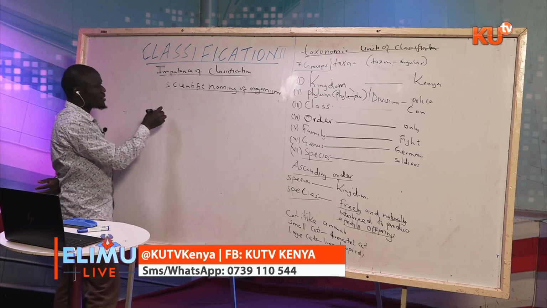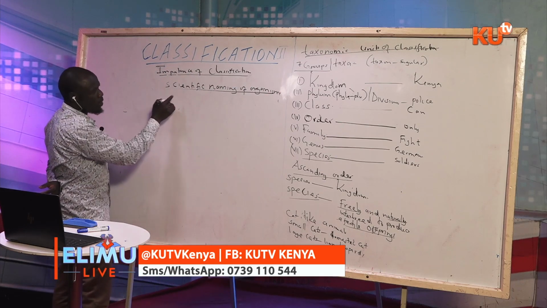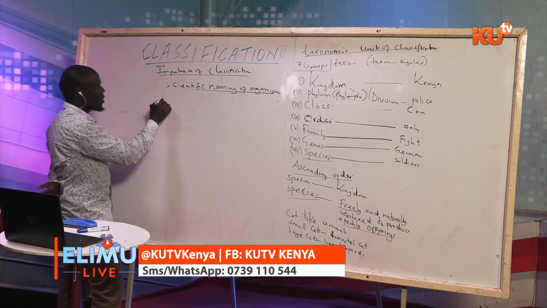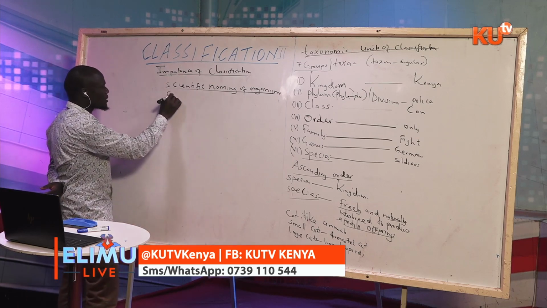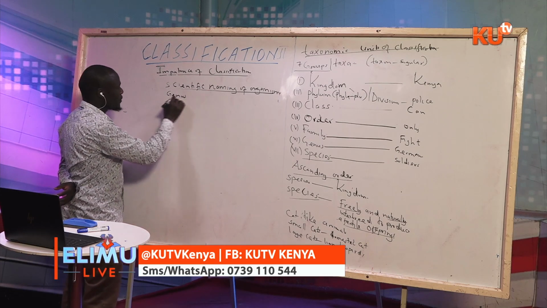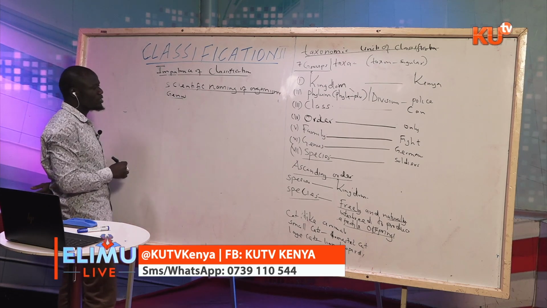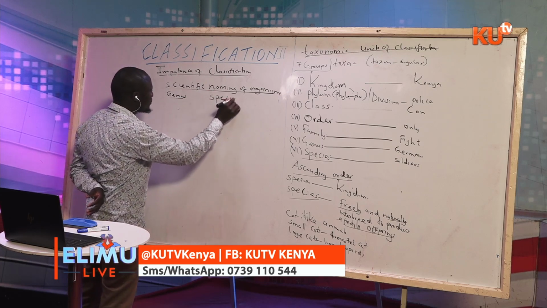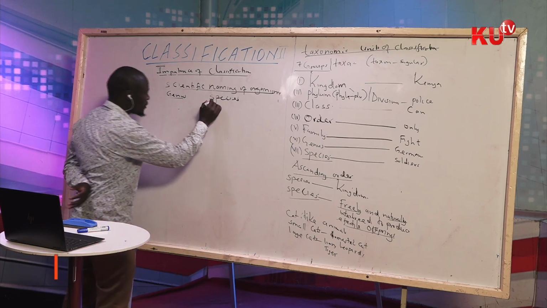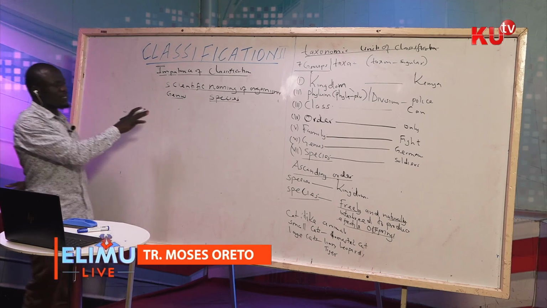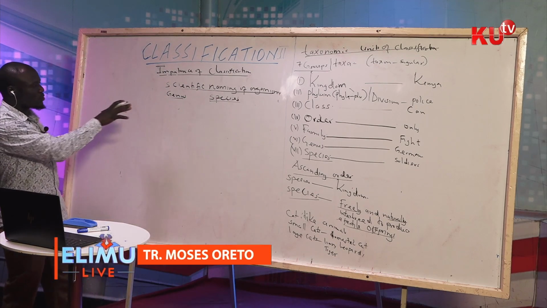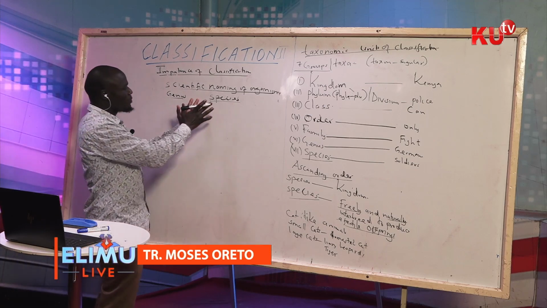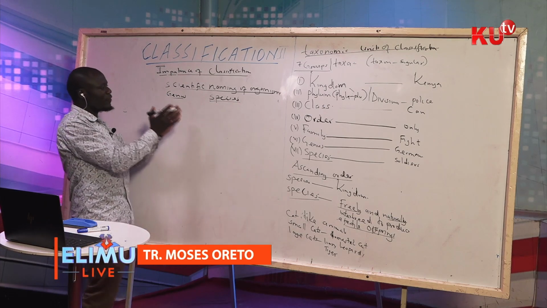In the scientific naming of organisms, the first name is referred to as the genus name. The first name that is given is supposed to be the genus name, and the second name is supposed to be the species name. This is something that we learned in Form 1, and I don't want to focus much on it because I tend to believe that this is something that we've already covered in Form 1.